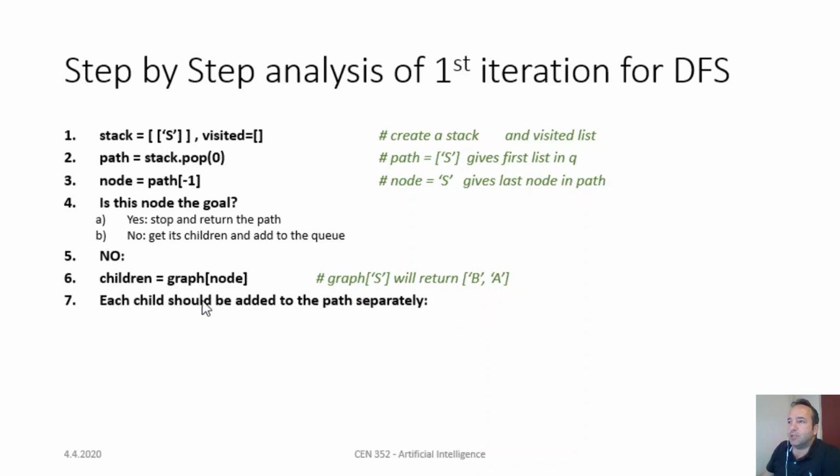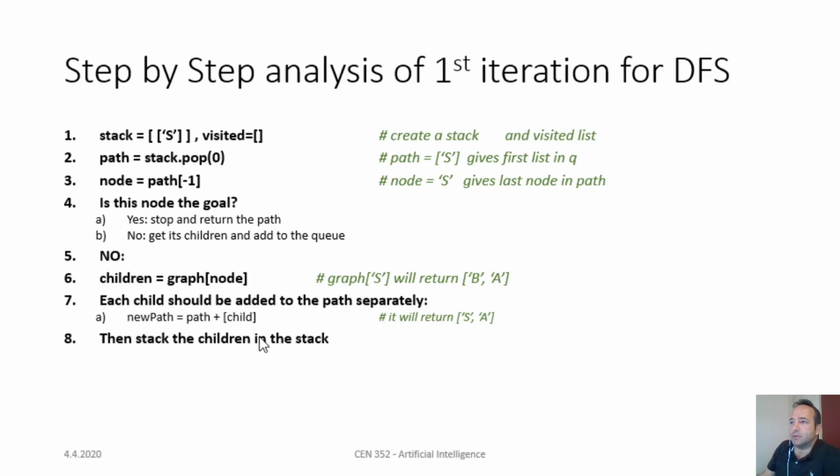Each child should be added to the path separately. So we are going to do this for SA and SB. This is a nice way to make it easier. We will call this in Python. I will explain there. Path plus child, I put child here in a list because child is just a node, which is a string. You cannot do an operation between a list and a string. You have to cast it to a list.